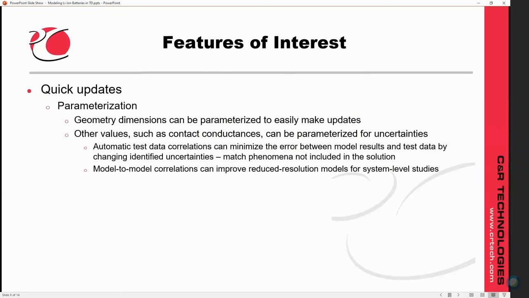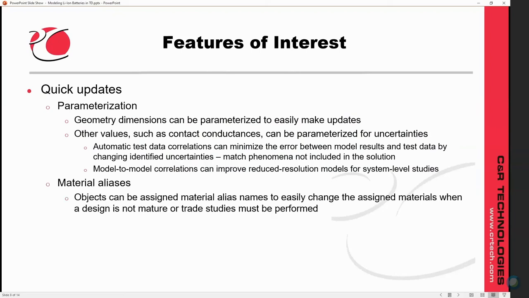But if you didn't have that reference, you could then perform your own tests. And we have an automatic test data correlation tool, so you can minimize the error between the model results and the test data. And it'll automatically change identified uncertainties. And that way you can match up phenomena that are not included in the solution. The same tool can also be used for model-to-model correlations so that you can improve your reduced resolution models for, say, a system-level study where you don't want to have quite the resolution that you have, but you want to at least understand where your peak temperatures are happening and get that information back out to the designers.